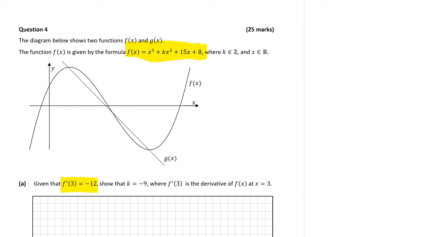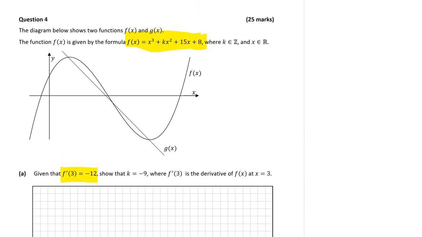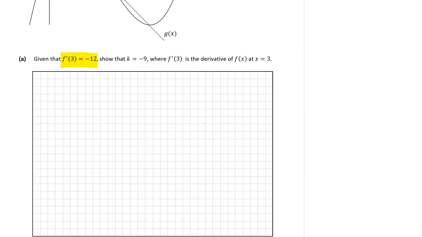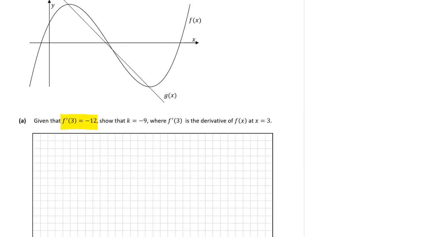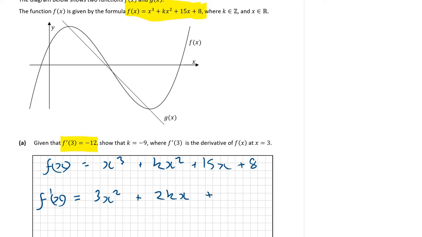Okay, the first thing to do here is to work out what f prime of x is. Now f prime of x is the derivative of the function. So my function f of x is equal to x cubed plus kx squared plus 15x plus 8. So f prime of x, using our rule for differentiation, is 3x squared (you take the power, bring it to the front and drop the power down by 1), plus 2kx plus 15. So that is the derivative. That will allow me to work out the slope at any point on the curve.